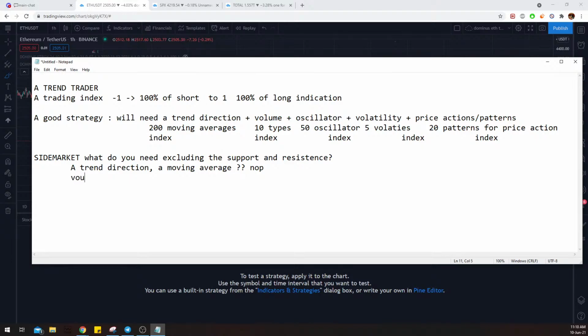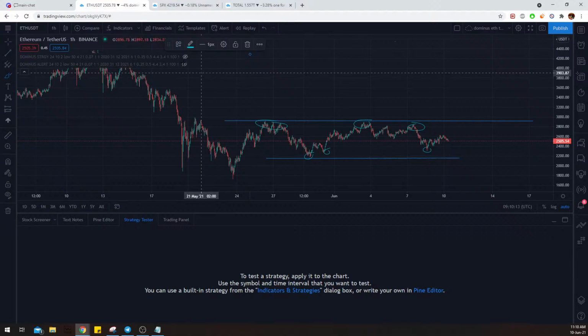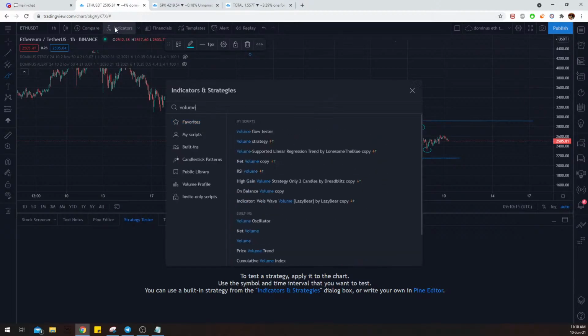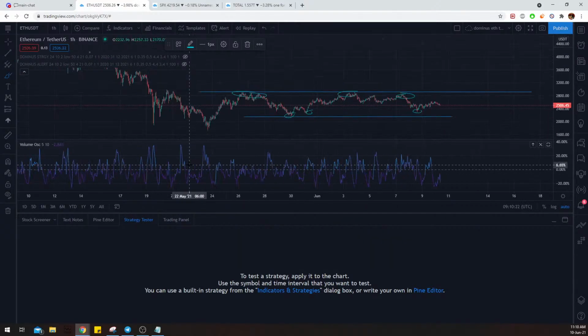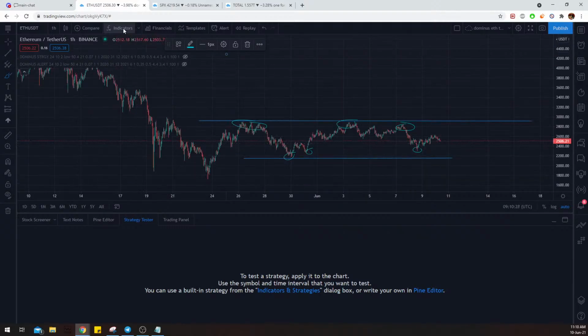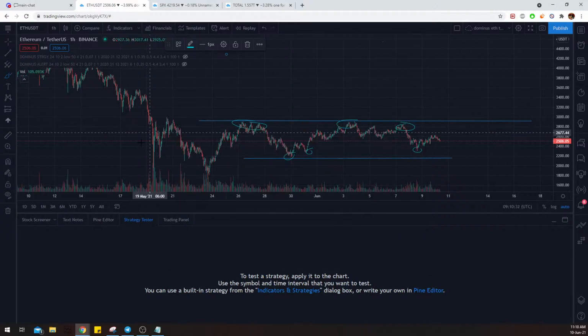Then, for example, you will have the volume. When you look at the volume, you can take, for example, the volume oscillator. It's not going to tell you so much. It's only going to tell you if it's going up or down. Let's take the typical, normal volume that we have here.